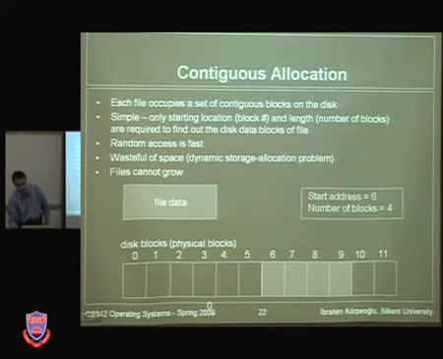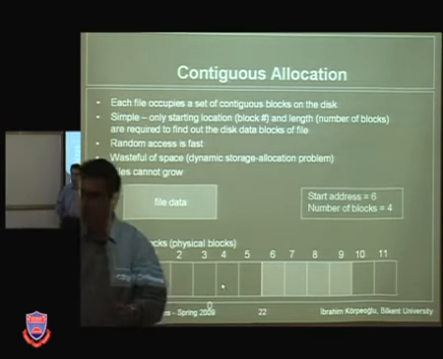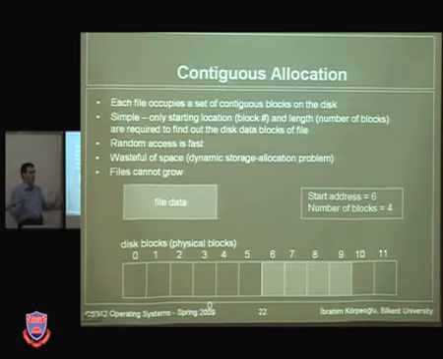However, growing the file is a problem. Another problem is external fragmentation. You can allocate space to a file, then another space to another file, and sooner or later you will have the disk fragmented. You will have some holes, some sets of blocks that are contiguous but cannot hold any file. They are not large enough and so on, okay?